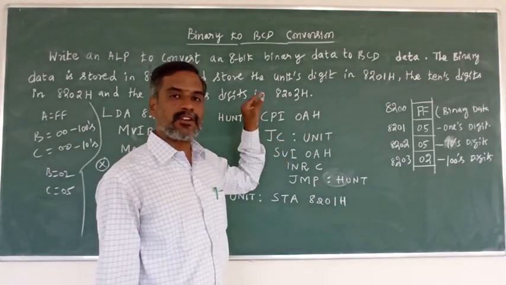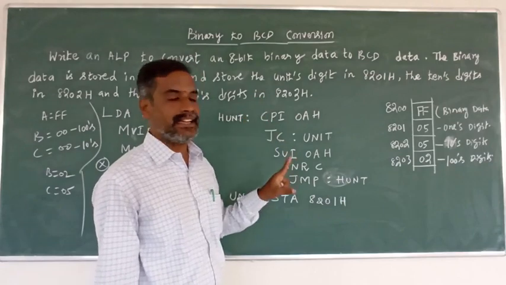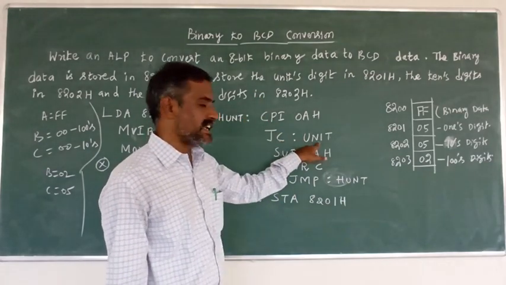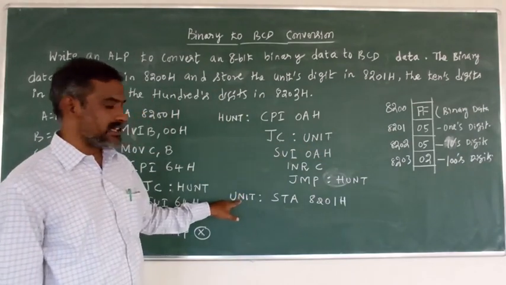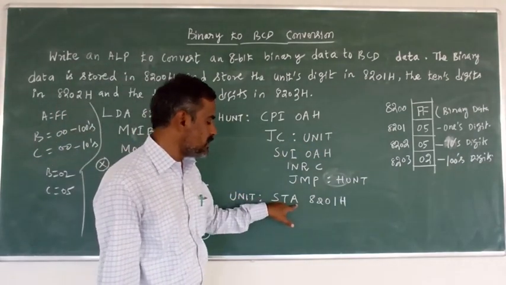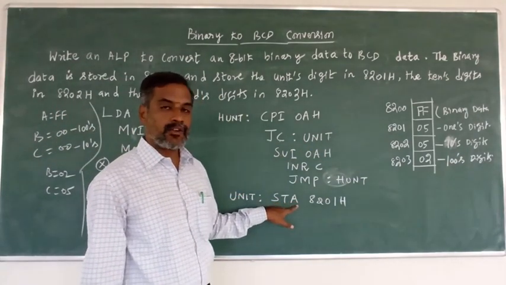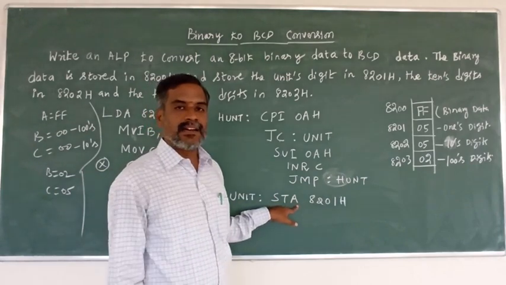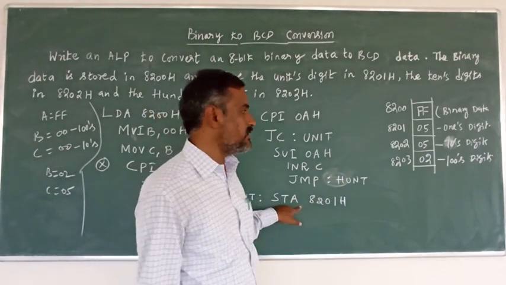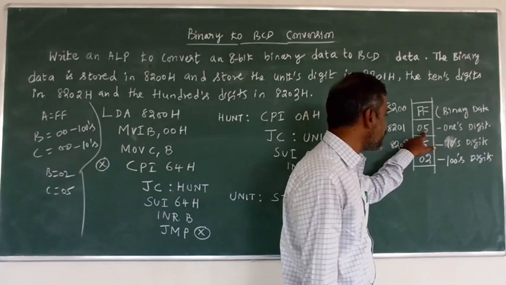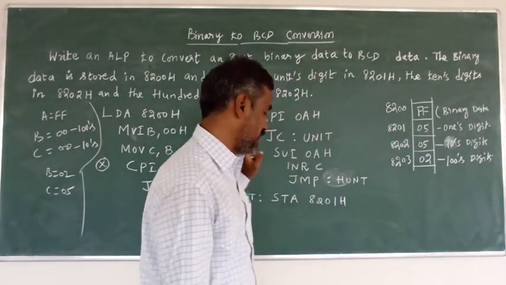Why? Because the accumulator content is less than 10. Now this condition will be satisfied. Jump to UNIT. Now directly jump to here. Store the accumulator. The accumulator result holds the number of ones, 05. That 05 data is stored at address 8201.